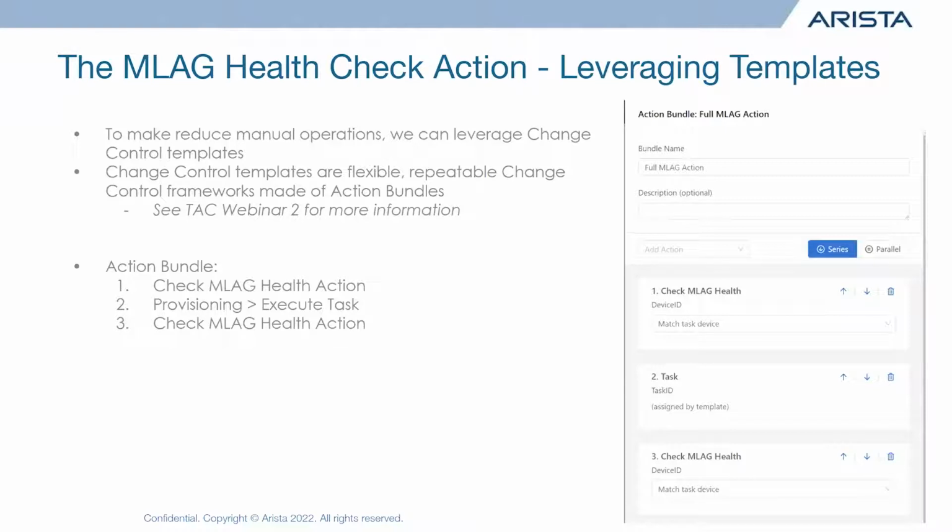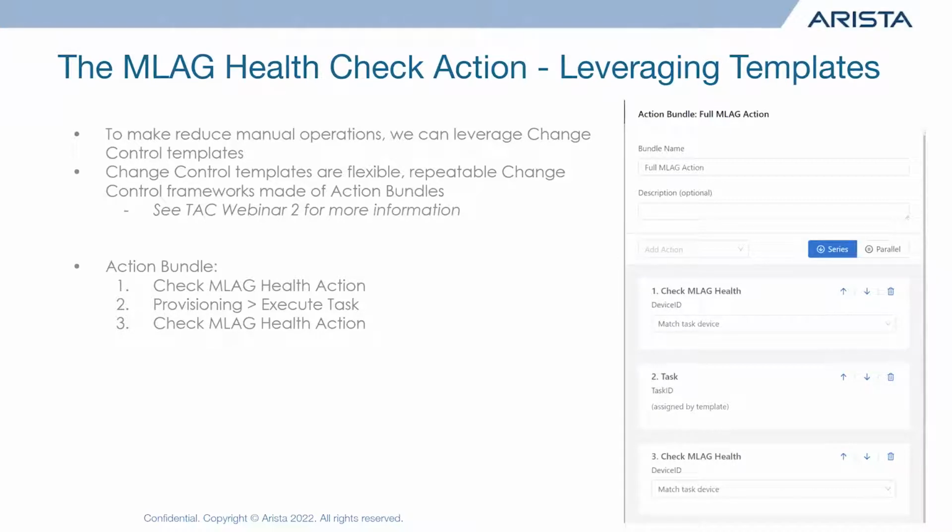So in this case, if you are familiar with the pretty standard action bundle dialog, you'll see that the action bundle is very, very simple here. Effectively, we're going to create a check Mlag health task. We're going to match on our task device. We're going to add in our provisioning execute task. So that's whatever task is assigned to that action. In this case, it's going to be an image upgrade. And then we have our check Mlag health action at the end, wrapping up our action bundle.